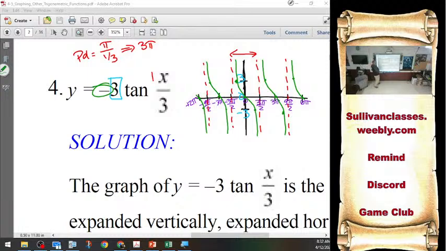Okay. I think the biggest catch in there is understanding that this is kind of like a negative times a 3 times a tangent of a 1/3 times an x. Like breaking the different parts of it up and what their transformations do. Okay?